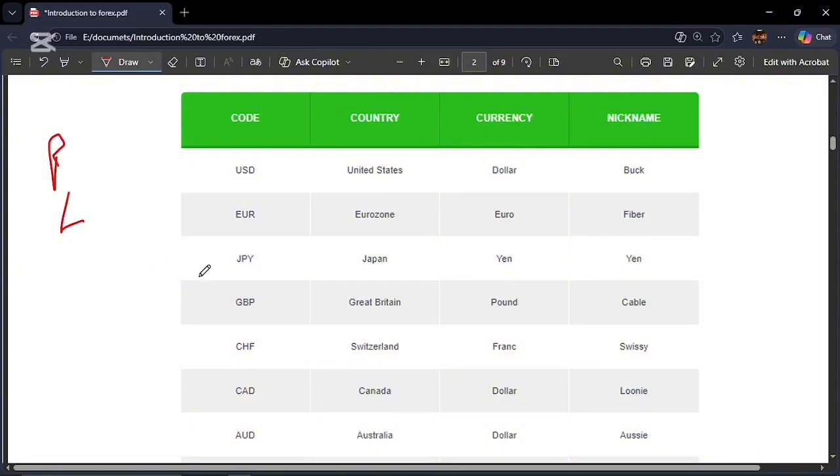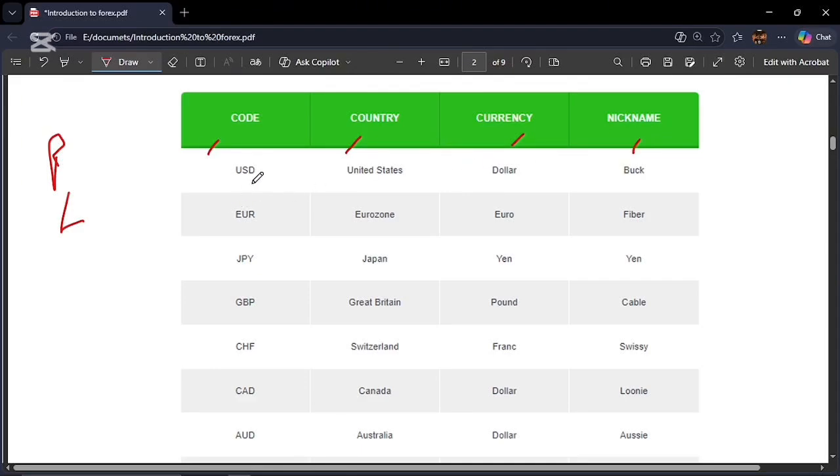Now, before we get to know about the major currency pairs, we need to first know what currencies are in the market, the major currencies. As I told you guys earlier, we trade currencies in pairs, not single currencies. Here's a table of currencies that we trade.